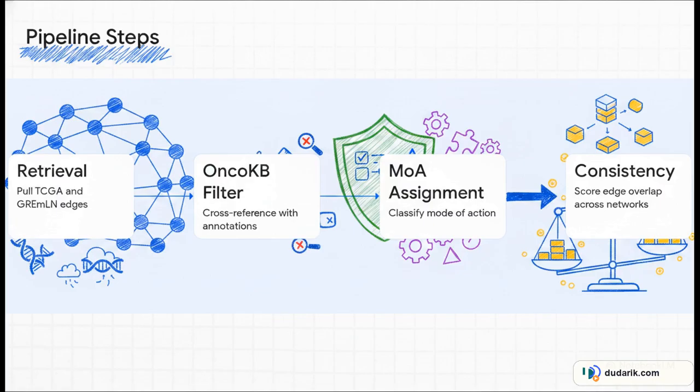First up is network retrieval, pulling those pre-computed regulatory edges from both the bulk TCGA and the single-cell GREmLN sources. Second is OncoKB filtering, so it cross-references those candidates against known cancer gene annotations, basically asking, are these guys known bad actors? Third is mode of action, or MOA assignment, to figure out exactly how these genes are interacting in the tumor environment. And finally, consistency scoring. It ranks the outputs based on how much evidence actually overlaps between the two distinct networks.